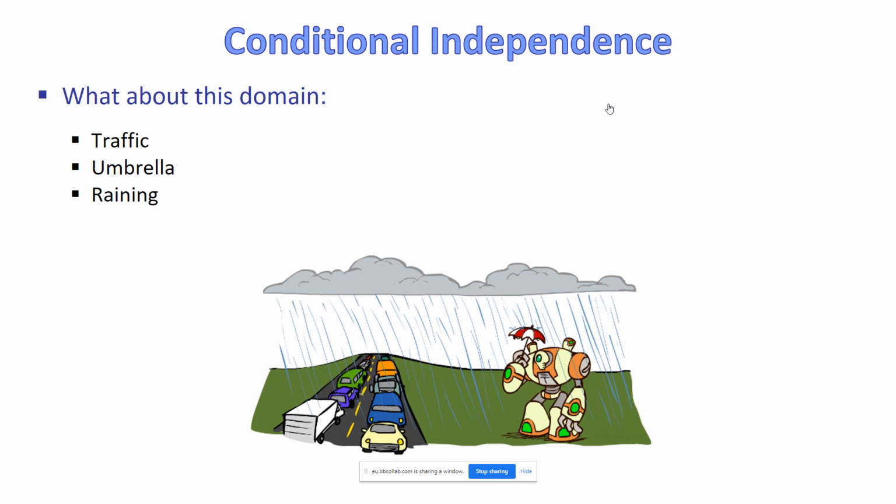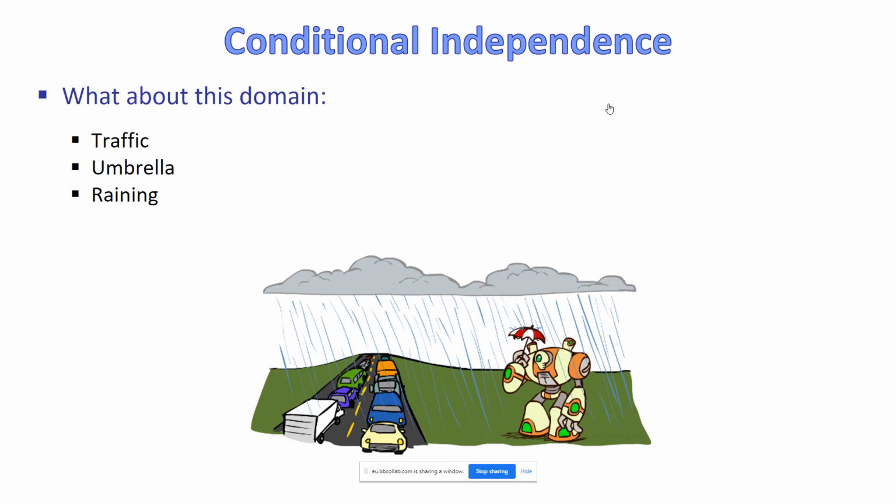Really? You don't think that there is interaction between traffic and raining? There is, of course, interaction, right? If it's raining, most probably you will have heavy traffic, right? That will affect traffic. So I don't think there is some independence between any of these variables. These variables actually interact with each other. So it will be a very strong assumption if we assume independence.